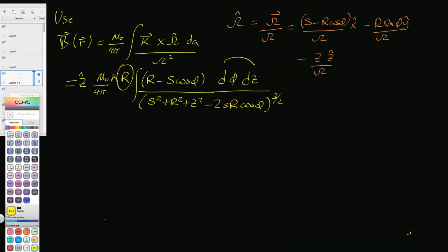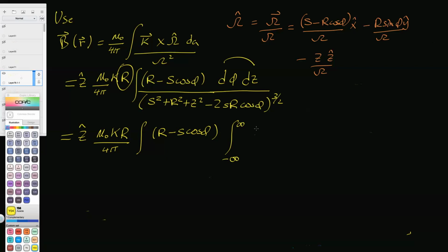All right. So I'd say we do the z integral first and we write it as z hat mu 0 k r over 4 pi. And then we're going to have the integral, and we're going to pull r minus s cosine phi out. Notice we're not integrating over s. And then I'm going to put the dz integral here from negative infinity to infinity.